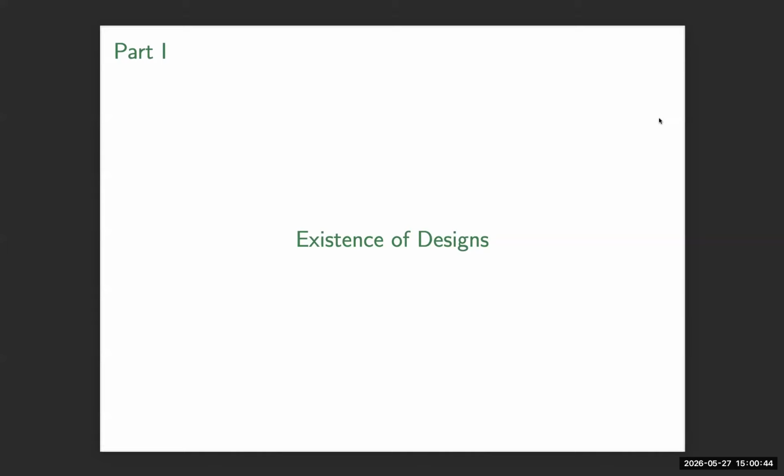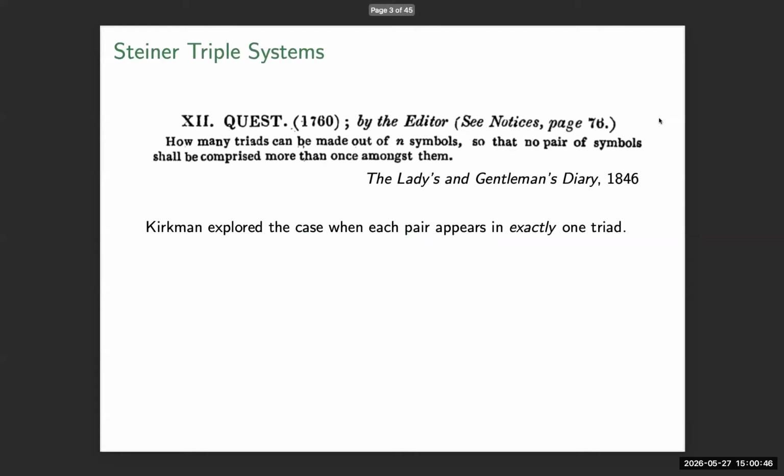We're going to start out with some background information. Questions in design theory are some of the oldest in combinatorics. For example, here's a question posed by Kirkman in the Ladies and Gentlemen's Diary in 1846. Kirkman asked, how many triads can be made out of n symbols so that no pair of symbols shall be comprised more than once amongst them?